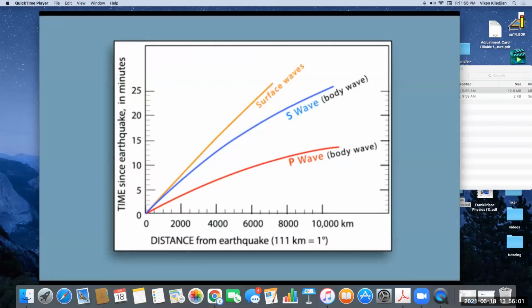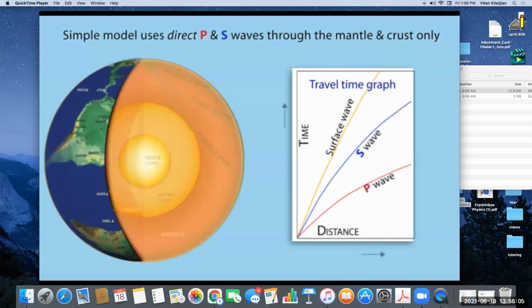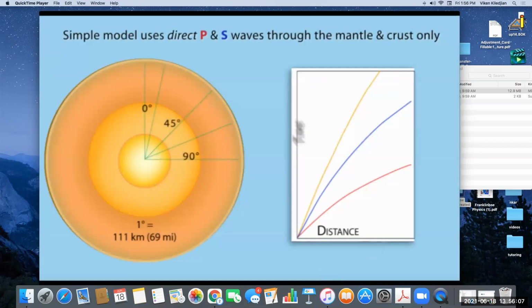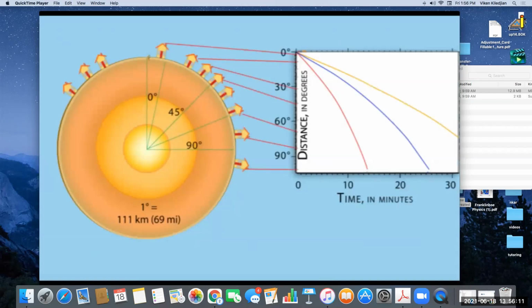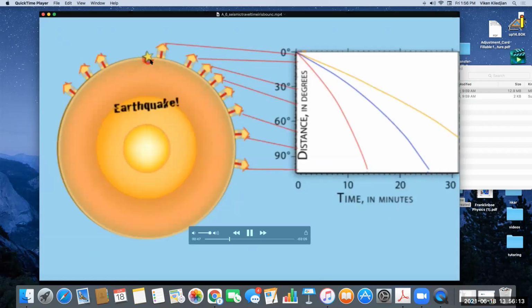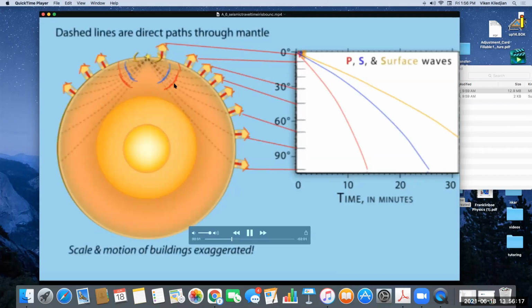To explain, we'll use a simple graph of P, S, and surface wave arrival times while exaggerating the relative motion as the waves hit the buildings, representing seismic stations. You can see here, we show an earthquake near the top of the globe and graph the seismic wave arrival times to recording stations at increasing distances from the hypocenter, which is the location below the surface.